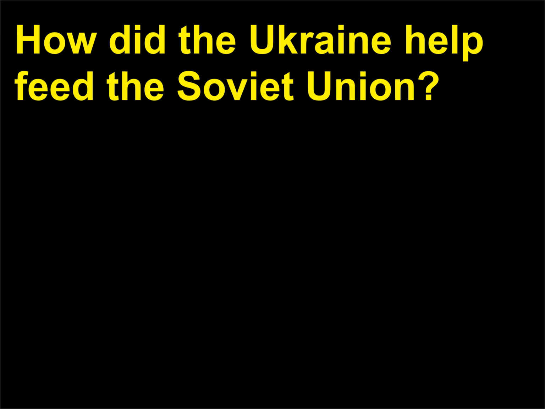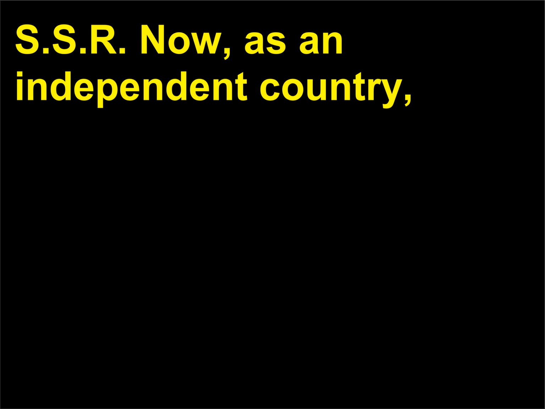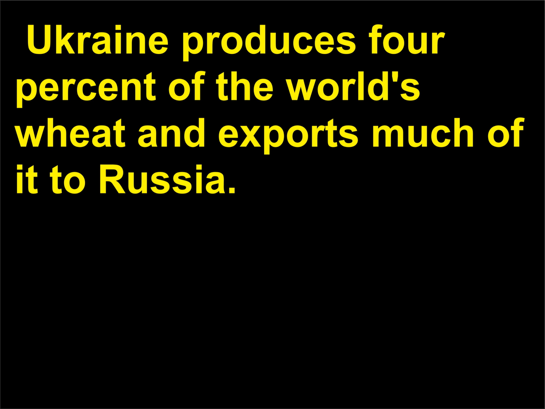How did the Ukraine help feed the Soviet Union? Often called the breadbasket of the Soviet Union, the Ukraine's rich wheat harvests were used to feed the USSR. Now, as an independent country, Ukraine produces 4% of the world's wheat and exports much of it to Russia.